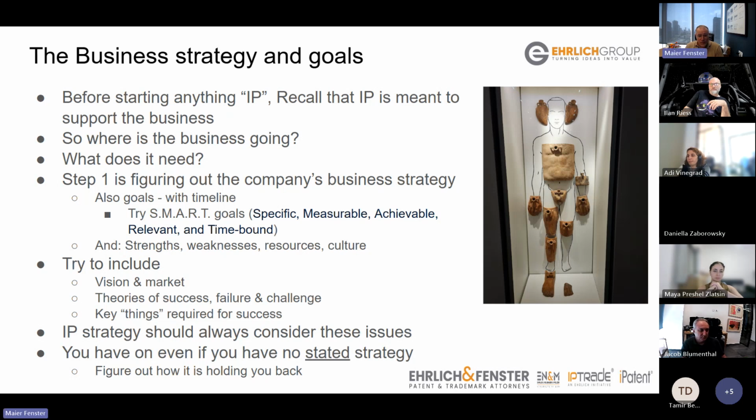Now, to be clear, even if you don't have a stated strategy, your company does have a strategy. So laying out what your strategy actually is, based on how you're acting, is valuable if only because it helps you understand what's holding you back from having a good business strategy and IP strategy. So this is not IP strategy, but it's a super important prerequisite.